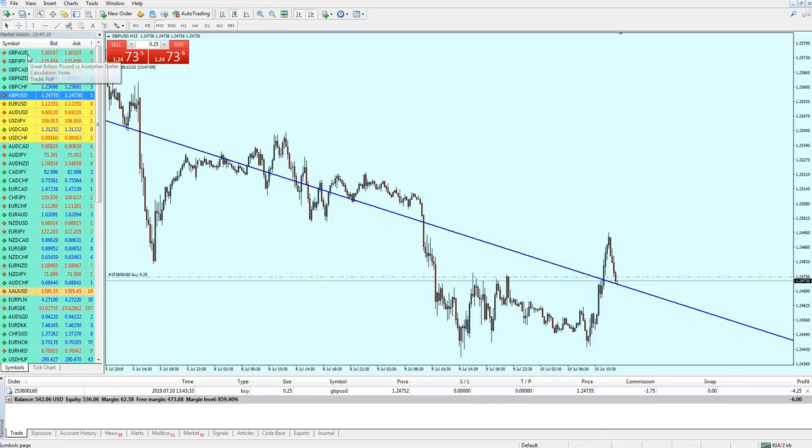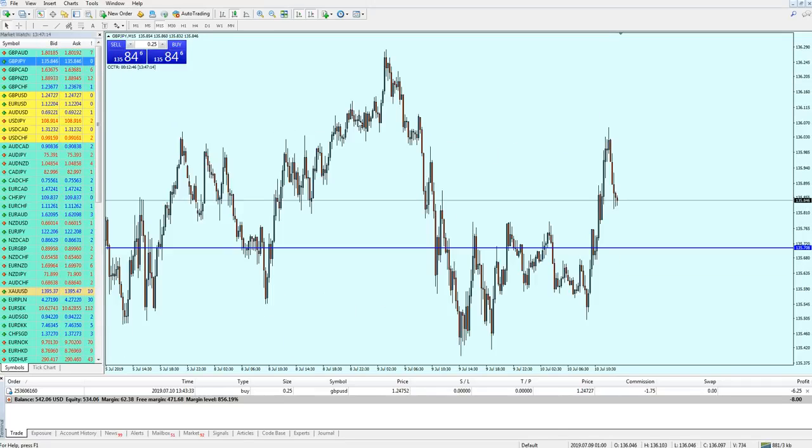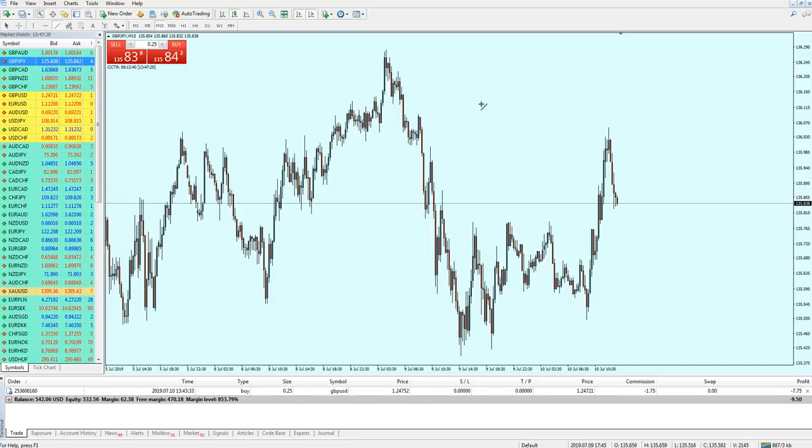Until this one finishes, let me go to the smaller time frames and try to find something good. Now I'm on the pound JPY. Let me try if I can find something here. Now the pair is going down, and we want to catch the reversal.